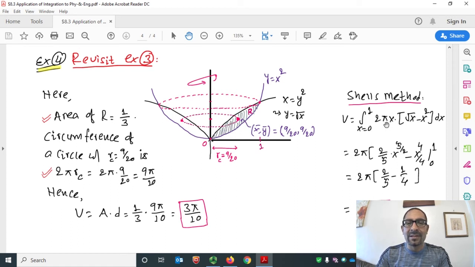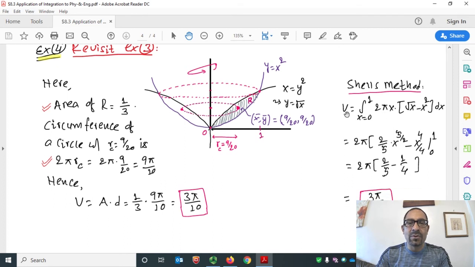Towards my right side here, I computed the volume using the shell method. For the shell method, I need to take a slice that is parallel to the axis of rotation. So I'm taking the vertical slice here. Then by formula, volume equals the definite integral from x equals 0 to 1 of 2 pi x. x is the radius. The radius is the distance from the axis of rotation, which is the y-axis, to that region. This distance is x.